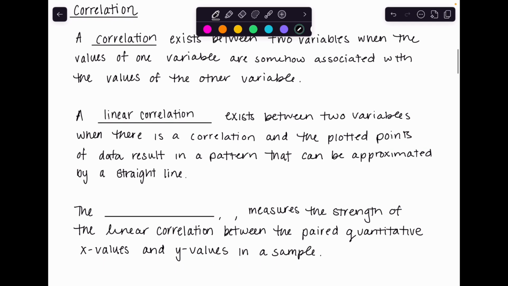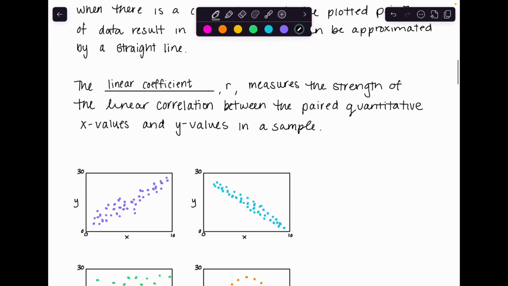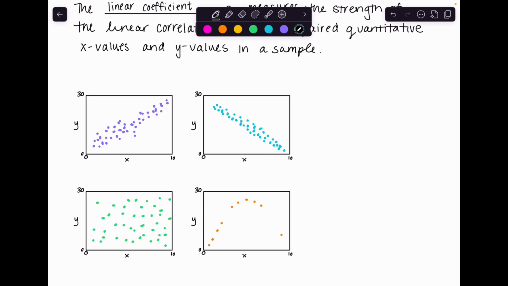So what we're going to be focusing on in this section is something called the linear coefficient. So the linear coefficient, which is denoted with an R, measures the strength of the linear correlation between the paired quantitative X values and Y values in some sample. So I want to give you some examples of scatter plots where we've plotted X and Y values. And we're going to give an example of what that linear coefficient can be. And we're also going to talk about some important notes for this coefficient R.